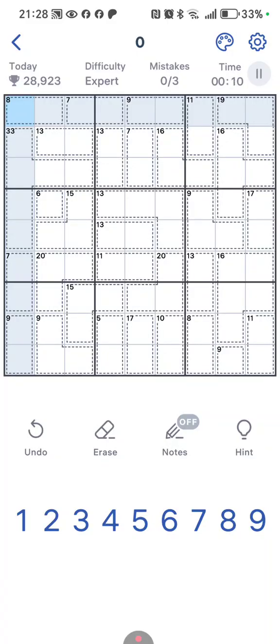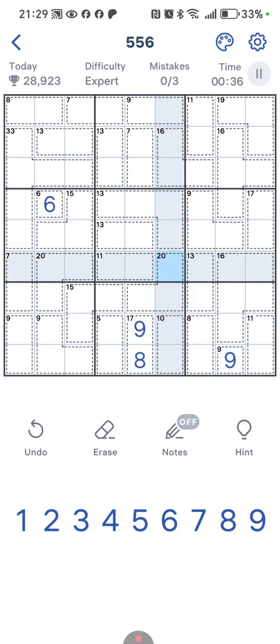Where are we going to start? Where's our three numbers? There's a free number. There's a free number. What else? Oh, here's a free. Here is a single solution cell. Yeah, I think that's what we call them.